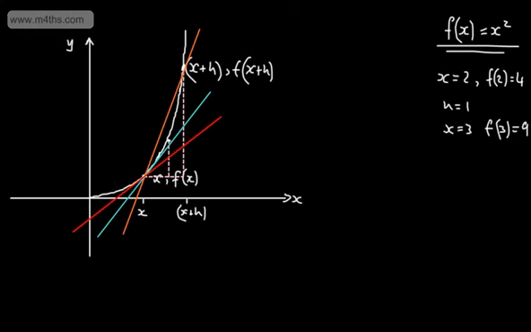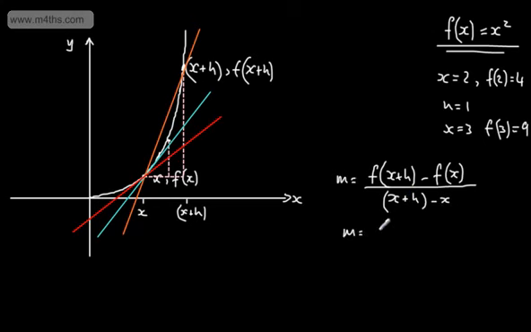So if we now look at the gradient of the secant, which I'm just going to call m, the gradient of the secant is going to be the change in y over the change in x. So we're going to get f of x plus h minus f of x, over the change in x. Change in y over the change in x. So this is going to be x plus h minus x. So we can say that the gradient of the secant will be f of x plus h minus f of x all over h.